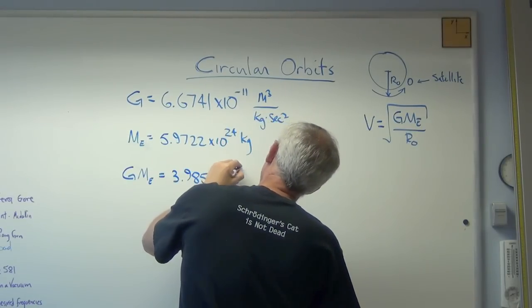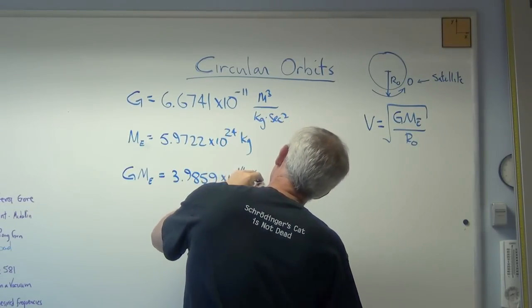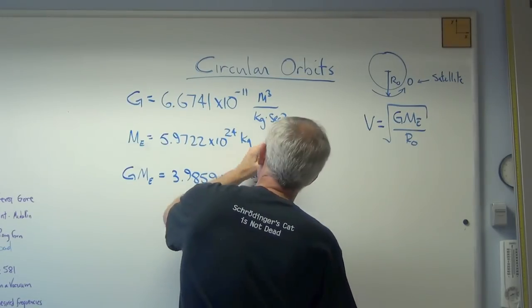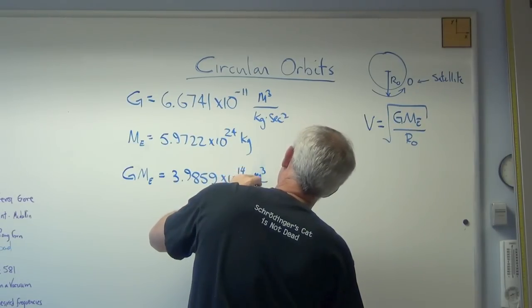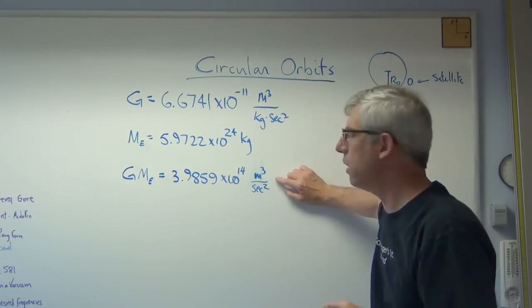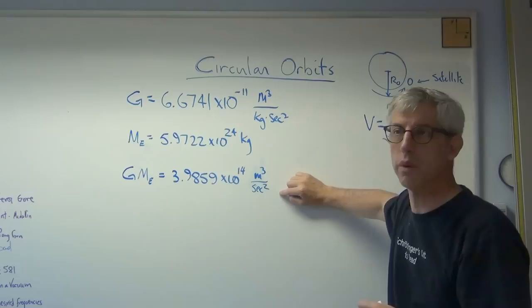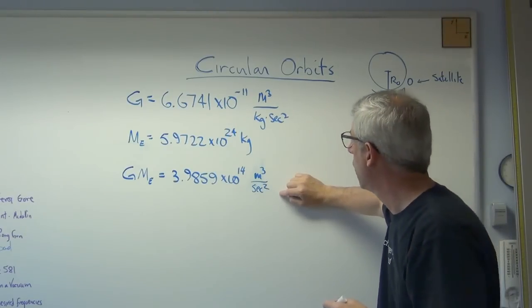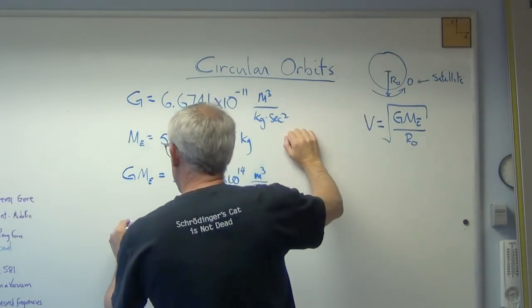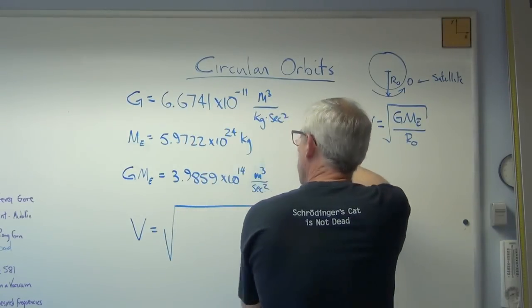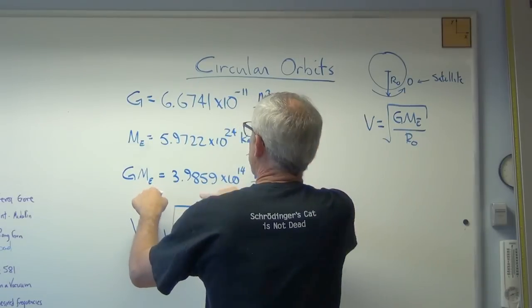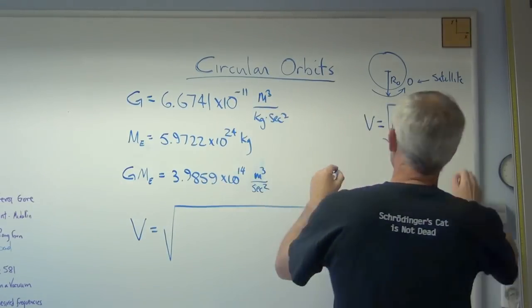Just give me a second here. 10 to the 14th meters cubed seconds squared. Okay, and again, funny units. Meters cubed seconds squared. Well, that's just how it is. So all we have to do now is take that and divide it by the radius of the Earth.